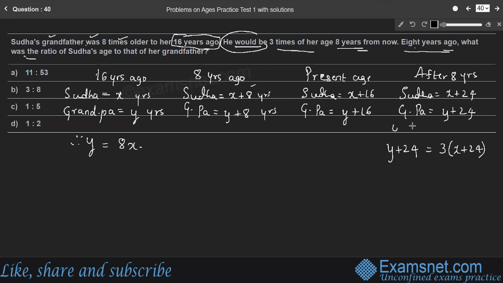And the question is, 8 years ago, what was the ratio of Sudha's age to that of her grandfather? So before going to that, we'll consider their present age and also 16 years ago. First we need to find the value of X and Y. For that, we'll consider these two equations as equation 1 and 2. So we'll solve equation 2, by substituting the value of Y as 8x.